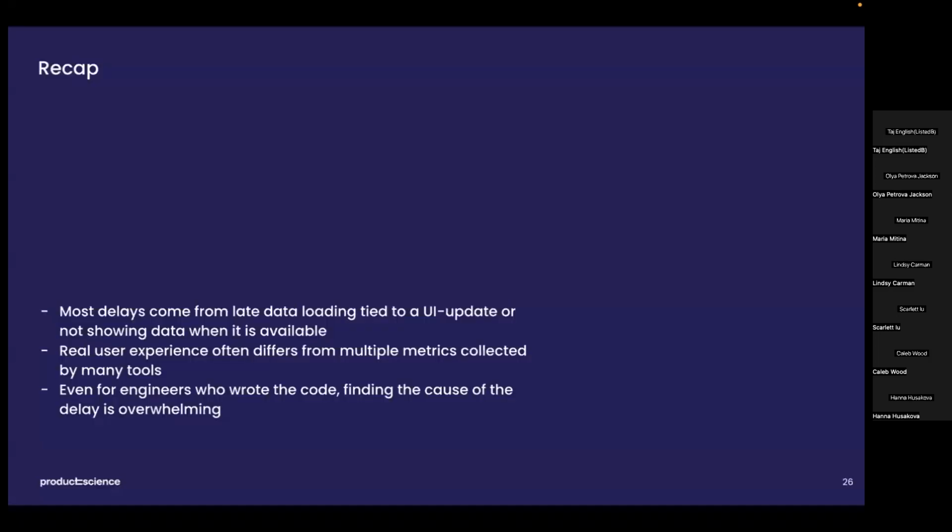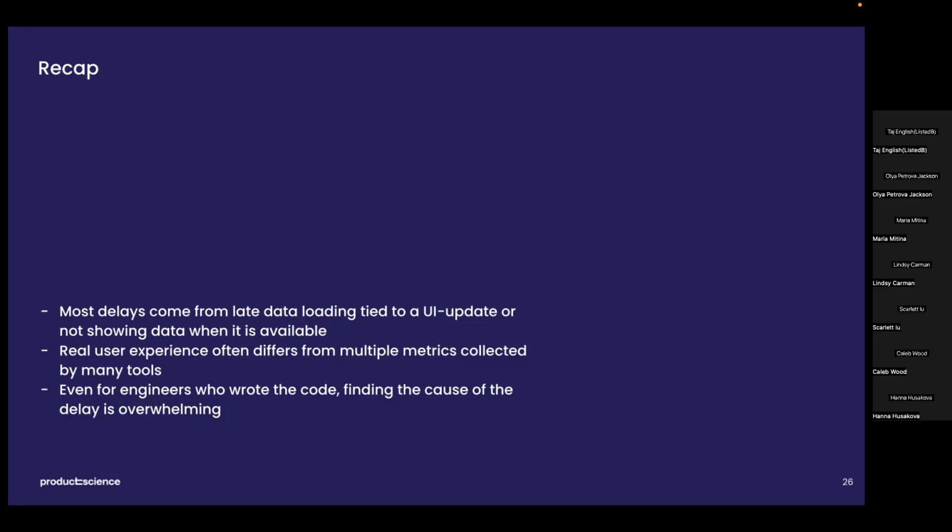So that's an example. And now, wrapping up the webinar, a quick recap of what we just discussed today. There is a problem that a lot of apps have delays and performance inefficiencies, and most of them come from late data loading or not showing the data when it is already available to be shown. The real user experience often differs from the multiple metrics from the data that you can collect by observability tools and other available tools, and even for the engineers who wrote the code, finding the cause of a clearly noticeable delay can be overwhelming.